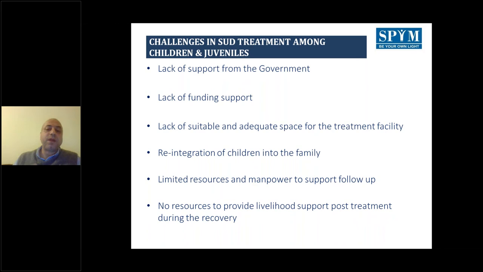So when a child is caught and brought to these juvenile centers, our center gets children from the juvenile justice board, and it's a magisterial order through which the child comes to our center once they are caught in some offense on the street and also have a history of drug use. When they come to our center, family in some cases sadly do not want the child back. So reintegration with the family is very difficult and quite challenging.